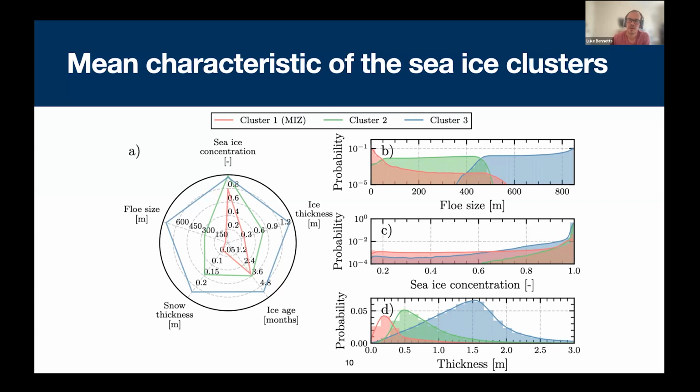the 2 other clusters. The concentration is less clear. Again, you get what you would expect, that generally in the marginal ice zone, the concentration is lower, but the distinction is far less pronounced than it is for those 2 other variables.